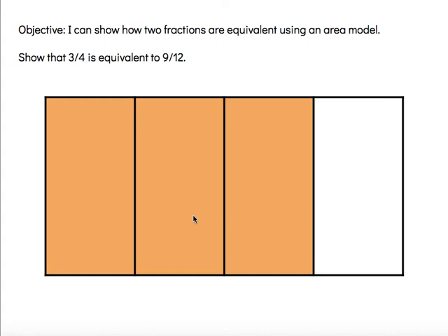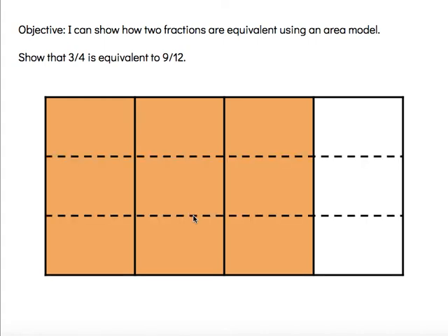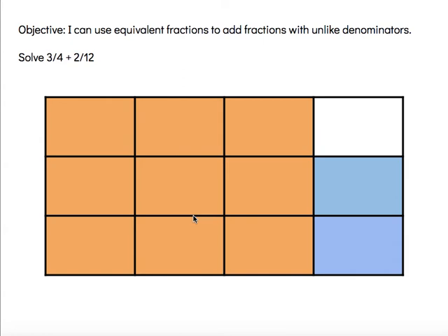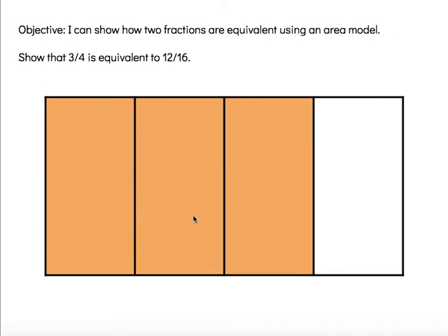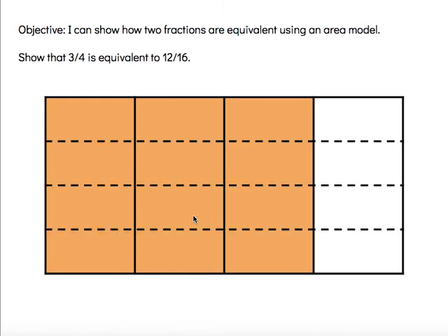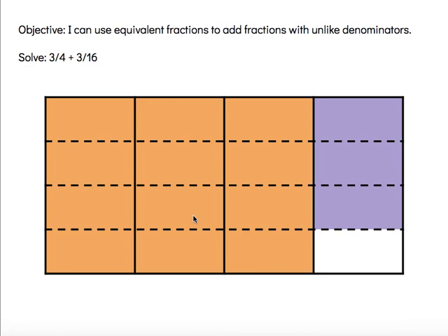Again, 3/4 being equivalent to 9/12, I can go ahead and split that into 12 equal parts, and then I can add something like 2/12. So 3/4 plus 2/12 is equal to 11/12. 3/4 being equivalent to 12/16, again, splitting it into 16 equal parts, I can then add something like 3/16, and then I get a total of 15 out of 16 parts shaded.